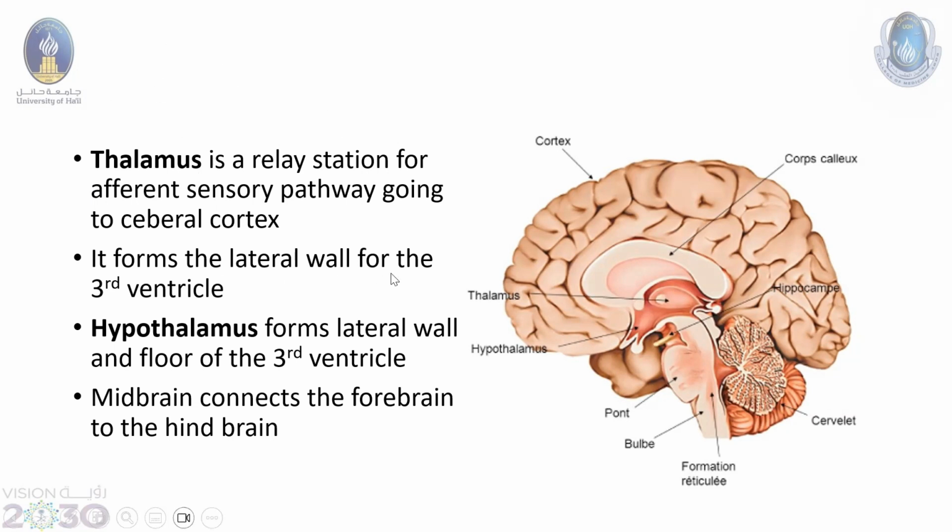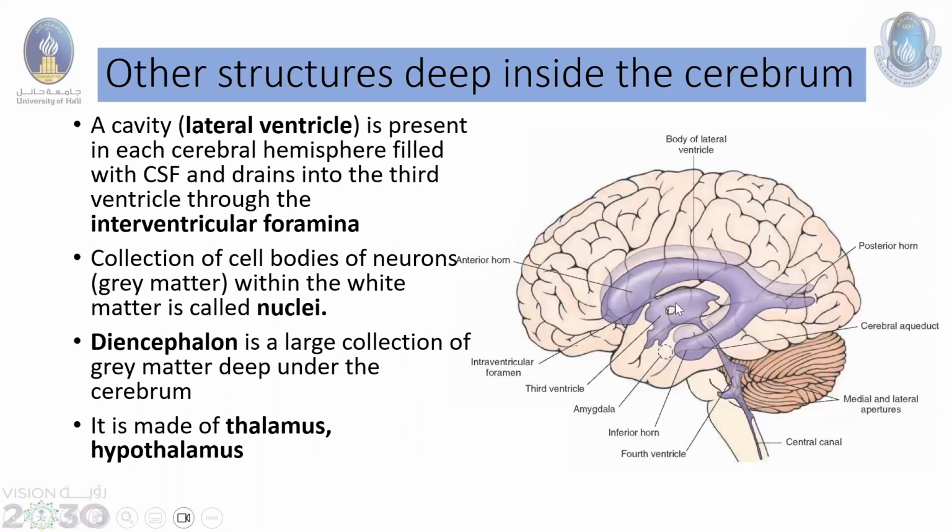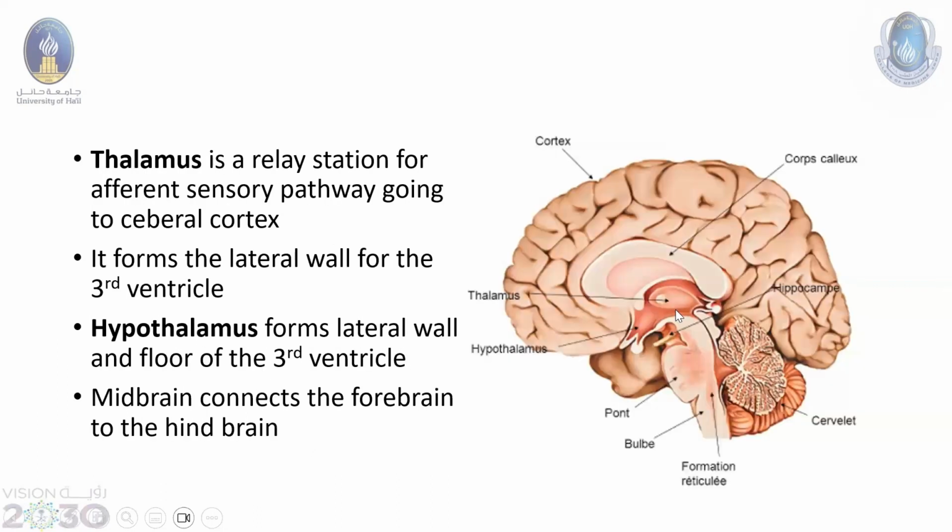So it forms the lateral wall for the third ventricle. This thalamus will be forming the lateral wall for the third ventricle. As we saw, here is the third ventricle. The hypothalamus also forms the wall as well as the floor for the third ventricle. And from here, if you go down, this is the midbrain, which connects the forebrain with that of the hindbrain. Hindbrain is here, which includes the pons, medulla oblongata, and the cerebellum.